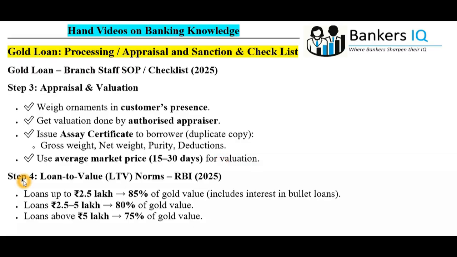Step 4, loan to value LTV norms as per RBI 2025 recent circulars. Loans up to 2,50,000 rupees: 85% of the gold value, which includes interest in bullet loans. Loans from 2.5 lakh to 5 lakh rupees: 80% of the gold value. Loans above 5 lakh rupees: 75% of the gold value.